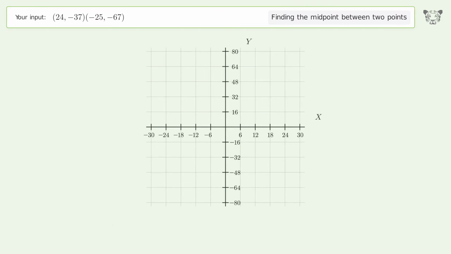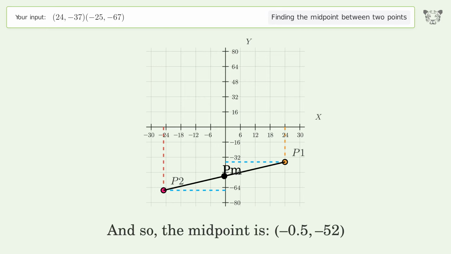And so, the midpoint is negative 0.5, negative 52.